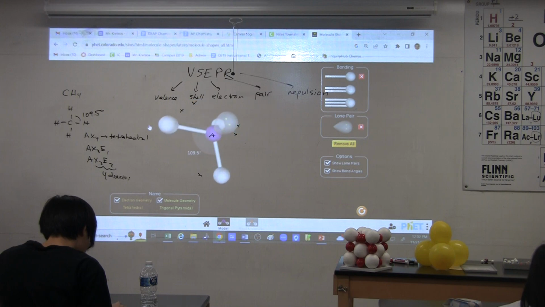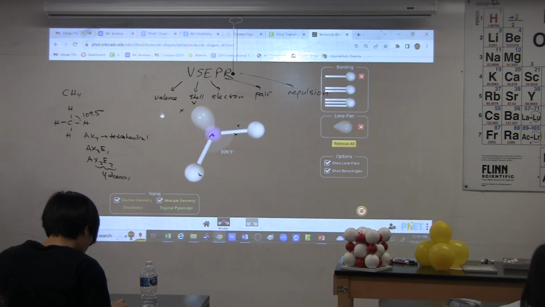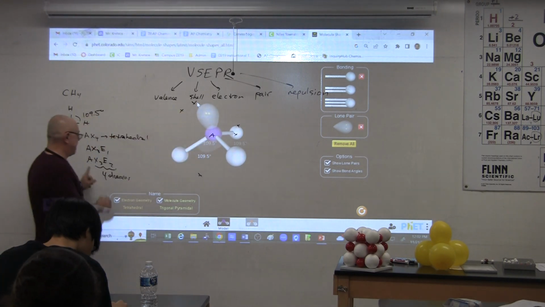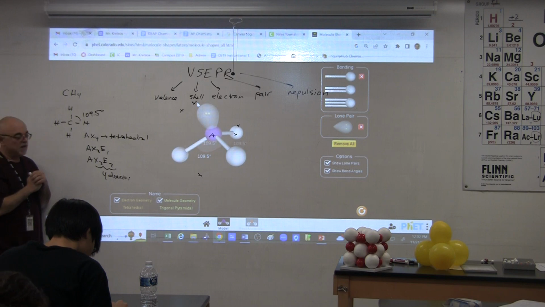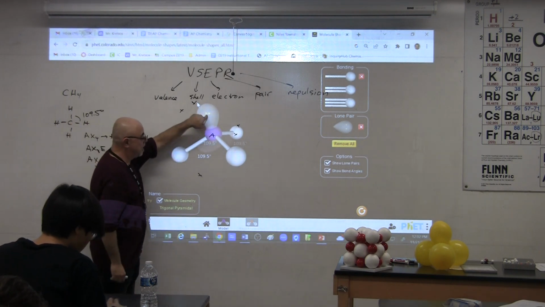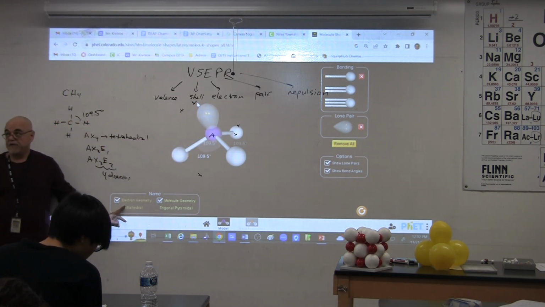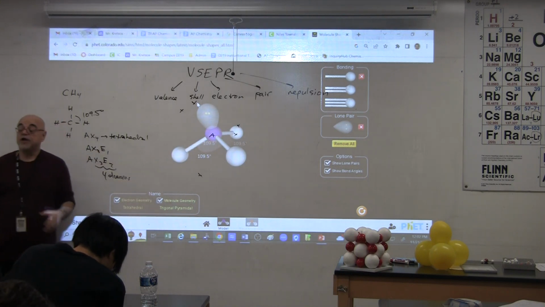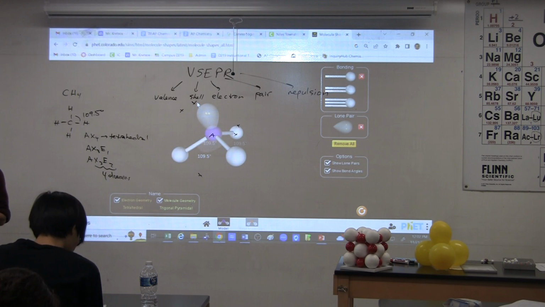I now have what looks like a triangular pyramid with one of the corners being the lone pair. This is the AX3E1 model. The domains are still 109.5 apart, so it's still tetrahedral there. But the shape of the molecule is called trigonal pyramidal.